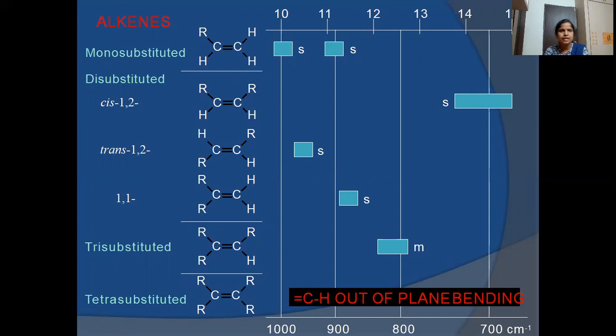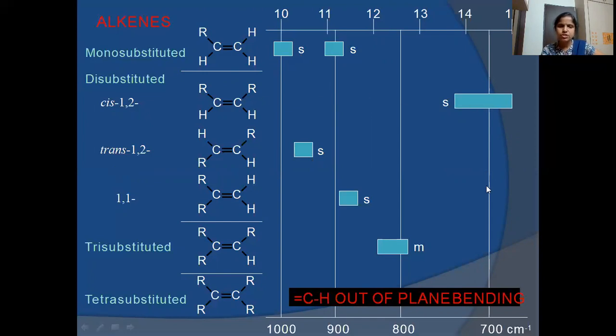So monosubstituted alkene, CH band. Then disubstituted, it may be cis 1,2, trans 1,2, or 1,1 disubstituted. So you can see how many bands there are. For monosubstituted, 2 sharp bands. For cis 1,2, there is a sharp band. Then trans, it is greater than 900. So cis and trans, we can distinguish these two isomers by IR. How? Because cis will appear at only one sharp band.